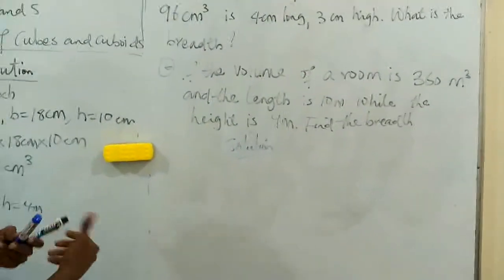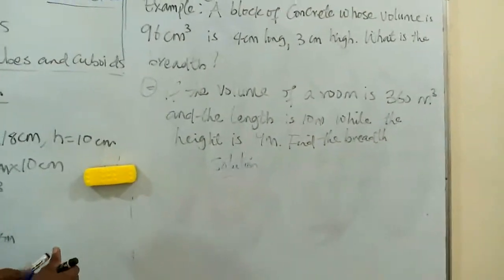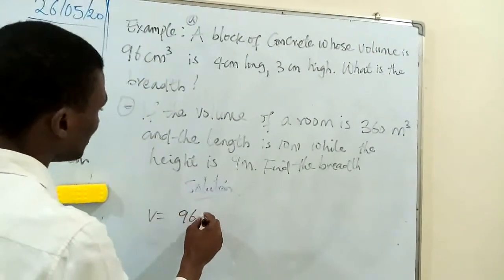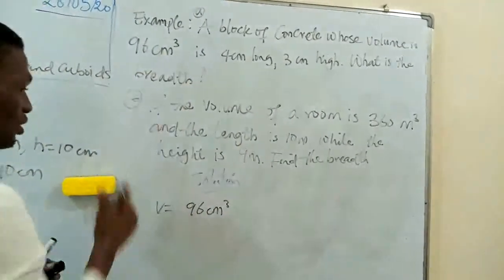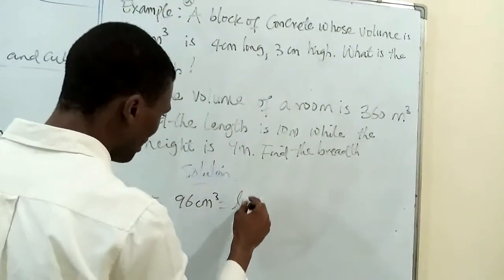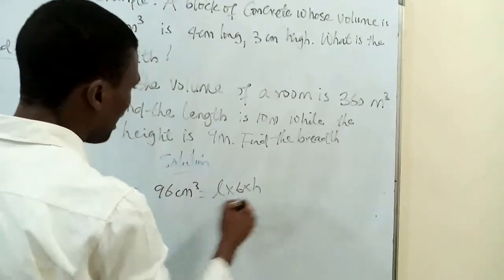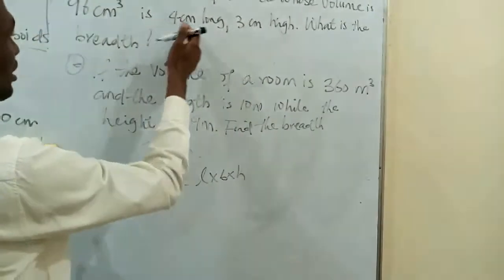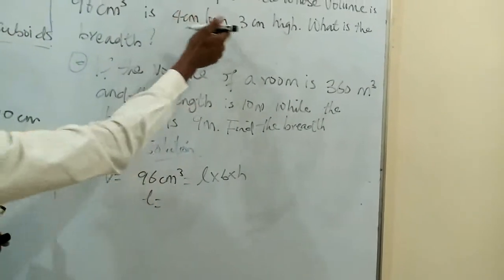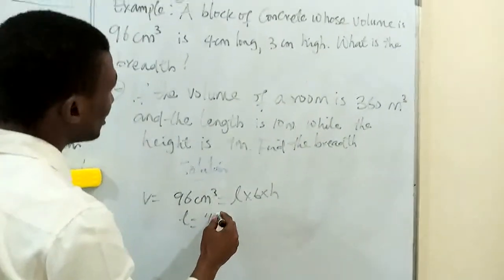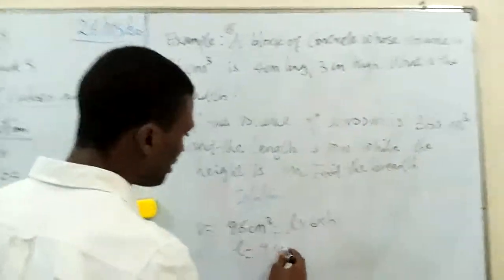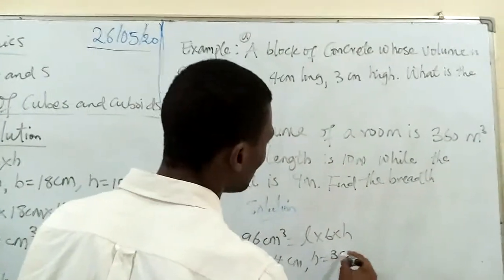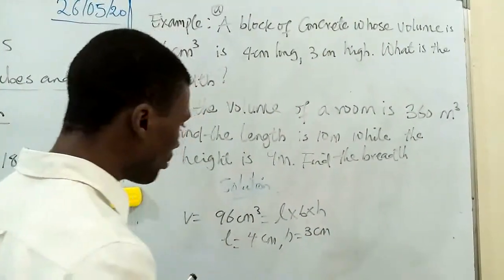We have the volume of the block of concrete to be 96 centimeter cubed from the question, and we have our formula to be length times breadth times height. Our length from the question is 4 cm because it says 4 cm long. That means our length is 4 cm, 3 cm high. That means our height is 3 cm. Then what is the breadth?